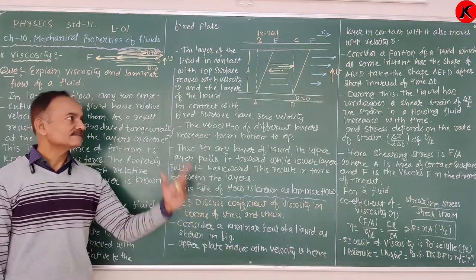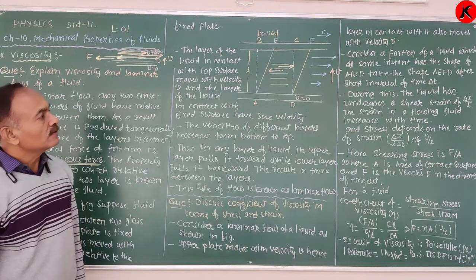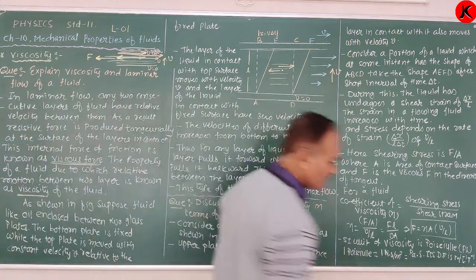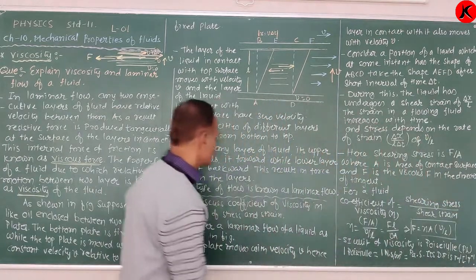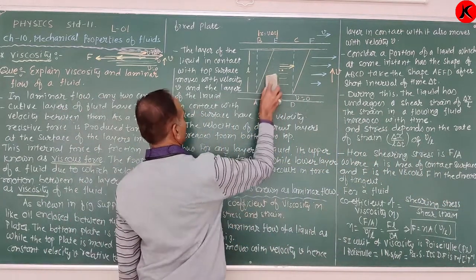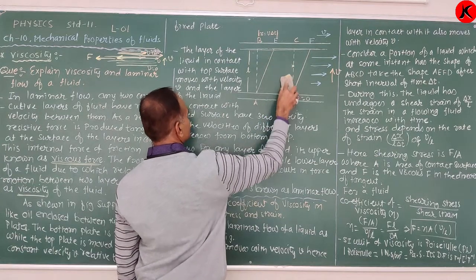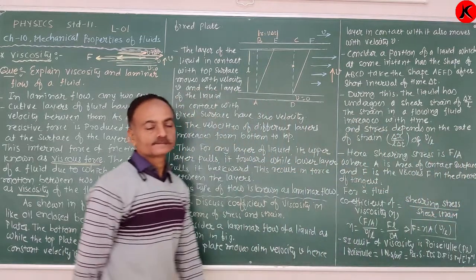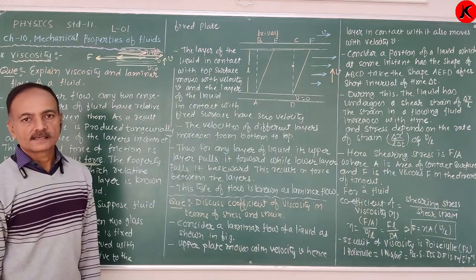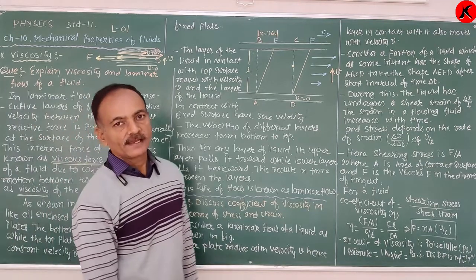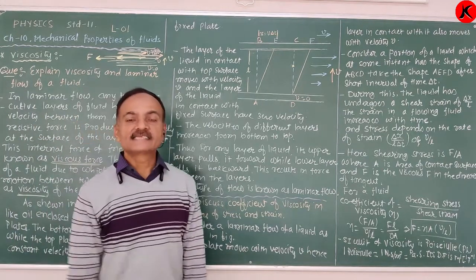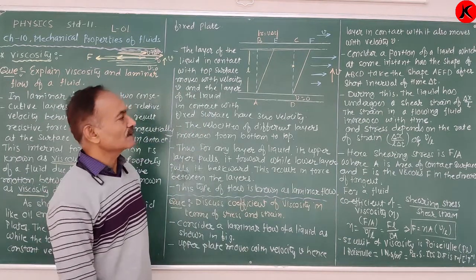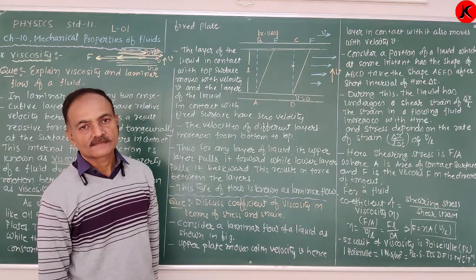Clear this? Okay. Now we are going to derive the equation of the coefficient of viscosity in terms of stress and strain. Now, what is the strain? The longitudinal strain is the ratio of the change in length to the original length.